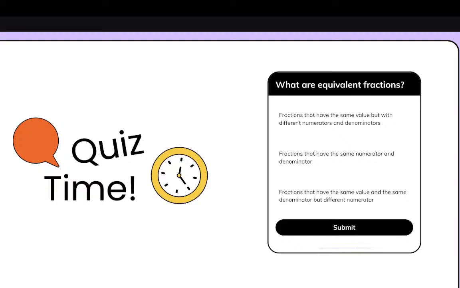Here's another scenario. If 10 out of 20 students bring lunch from home, what fraction is that? Well, first we would say 10/20. However, we can divide both the numerator and the denominator by 10, which would get us 1/2, which means half the class brings their lunch.